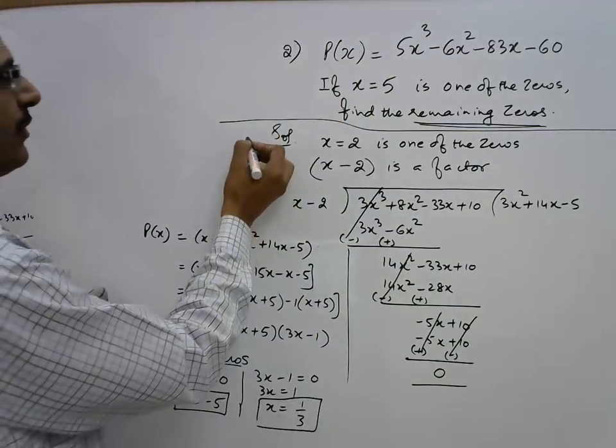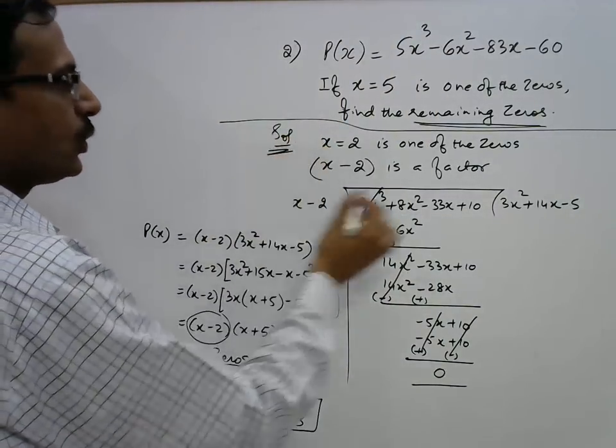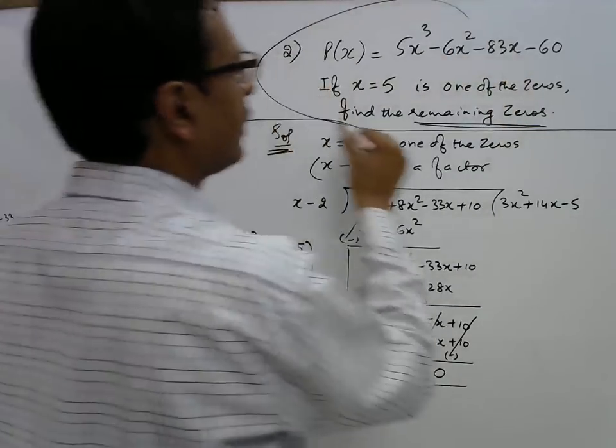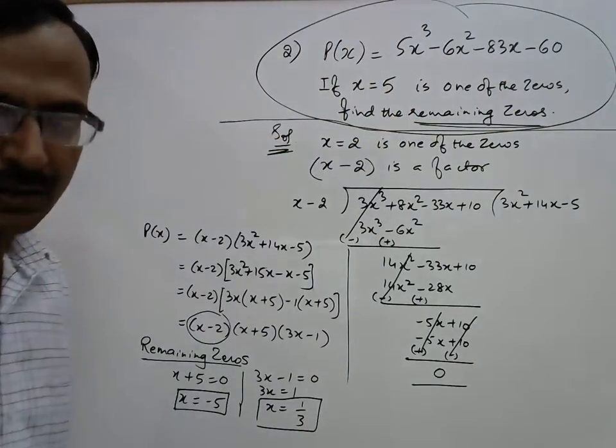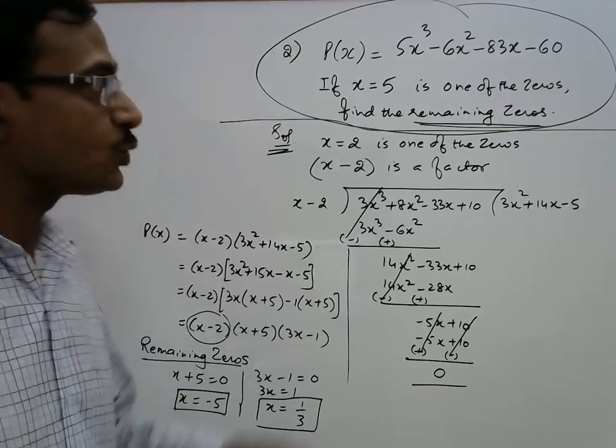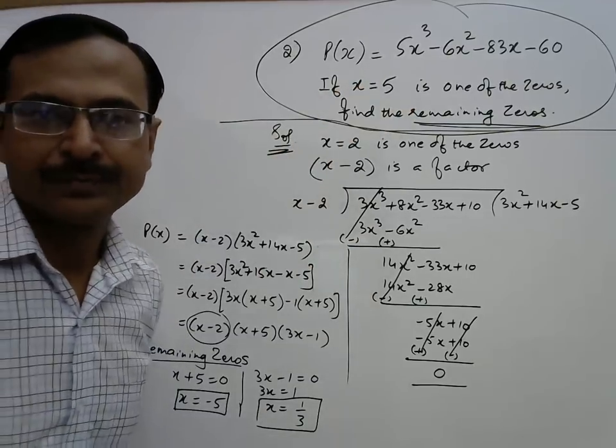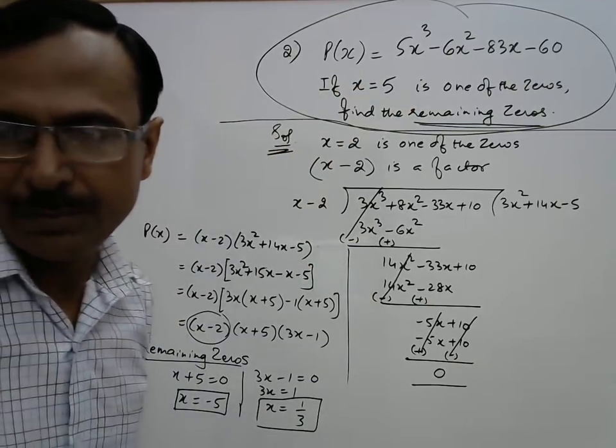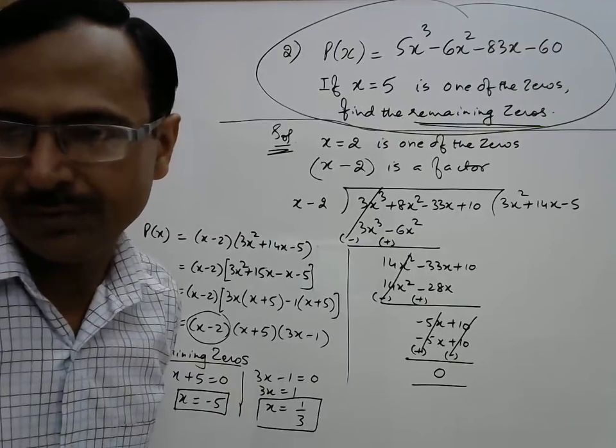This is the solution of the first question. So you see this solution and work out this problem now and give me the answer for the remaining two zeros of this polynomial. I give you 3 minutes to solve this one.